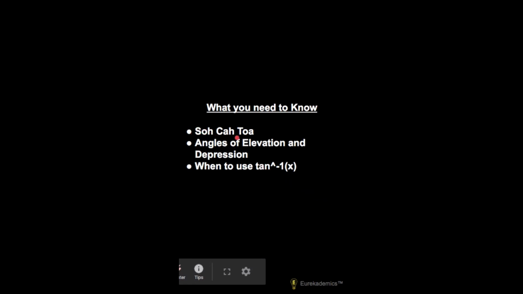SOHCAHTOA, you better be really good with that. And then when to use the inverse of tangent, sine, or cosine to find the angle. The whole homework was a tangent homework, by the way. All right, let's dive right in.